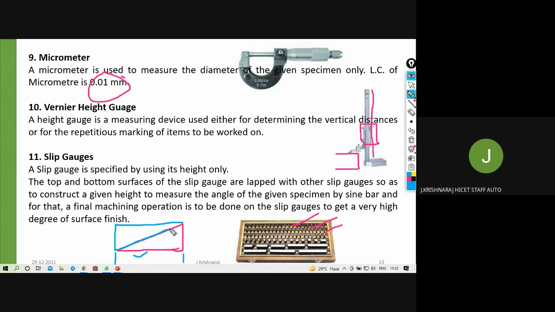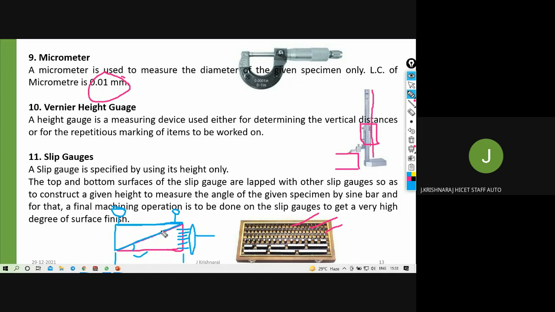You have to keep this object straight. To keep this object straight, you have to keep the dial gauge over it, in both places like this, and measure whether it is flat or not. Once this particular object is flat, you have to calculate the angle. So for making this object flat, you have to add a slip gauge over it like this. Then only can you keep this object straight. If you are adding these values, that is the included part of the slip gauges. So it is a relative thing.